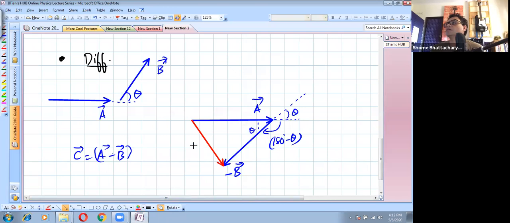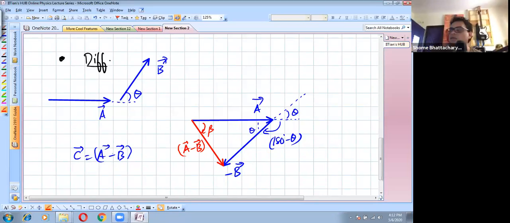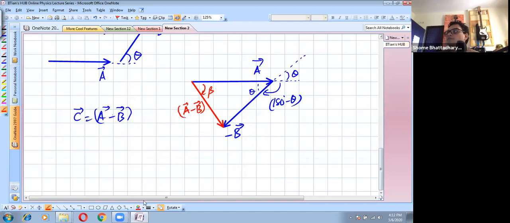And that is the difference A minus B as a vector. And this is the angle it is making. So the formula we discussed for this was, as you all know, mod of A minus B becomes the root of A square plus B square minus 2AB cos theta.